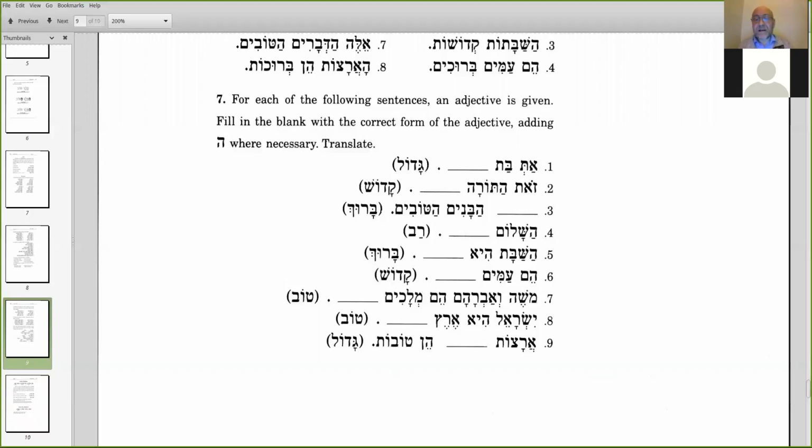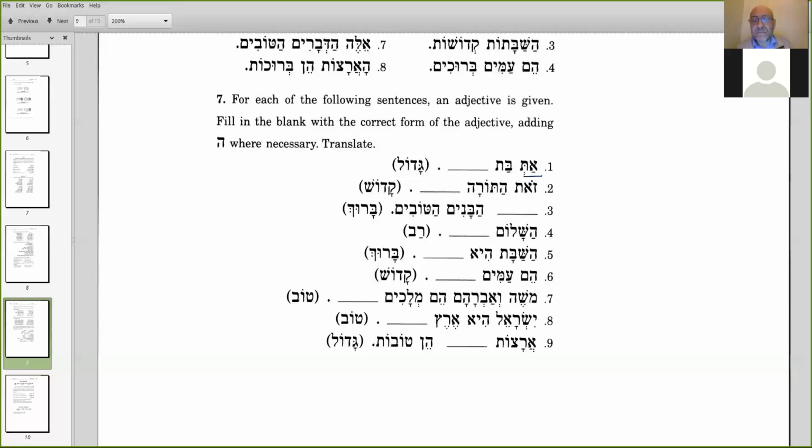So let's look here at what we've got. This is exercise 7. And what they want us to do here is, for each of the following sentences, an adjective is given. Fill in the blank with the correct form of the adjective, adding the hey where necessary. So let's see what we can get.